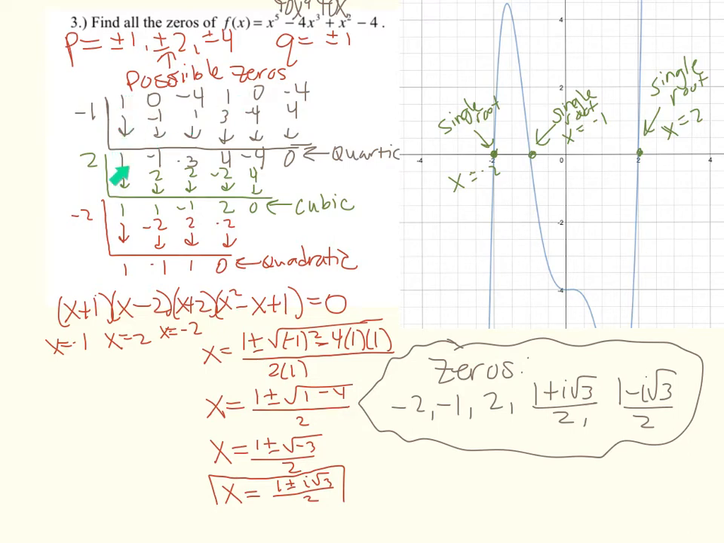I bring the leading coefficient straight down, nothing happens to it. I multiply, I put it under this column. I add straight down, I multiply. I add straight down, I multiply. I add straight down, I multiply. I add straight down, I multiply. I add straight down and see, yep, the graph wasn't lying. It really is a 0.